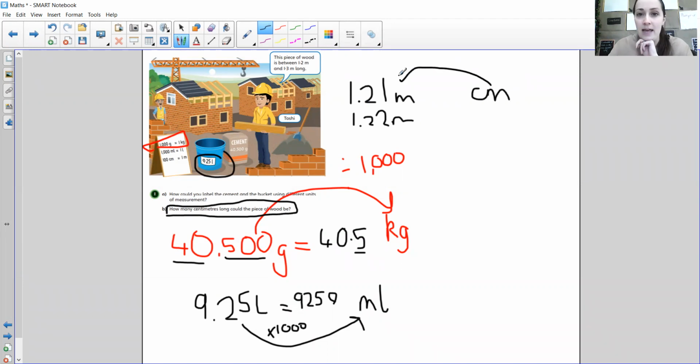How many centimetres make a metre? Well, cent means 100. So there's 100 centimetres in a metre. So if I want to go from metres to centimetres, I need to times it by 100. So 1.21 times 100. Well, 1 times 100 is 100. 2 tenths times 100 would be 20 ones. 1 hundredth times 100 would be 1. So this would be the same as 121 centimetres. So you could say 121 centimetres, 122 centimetres, 123 centimetres, all the way up to 129 centimetres. Well done if you got those right.